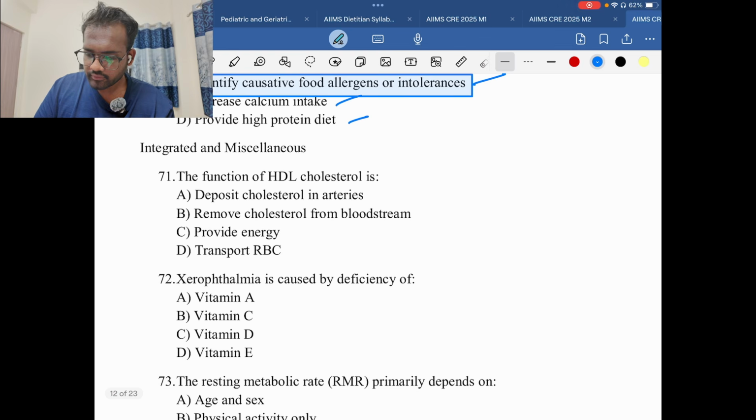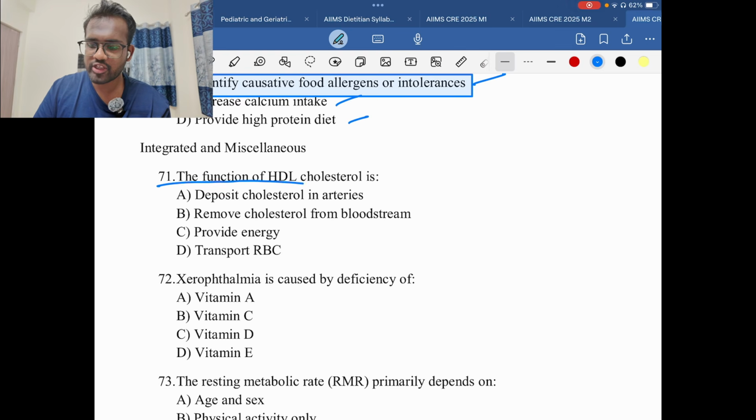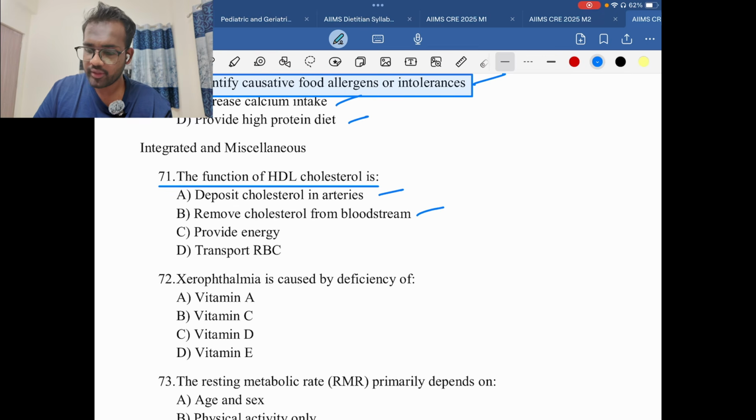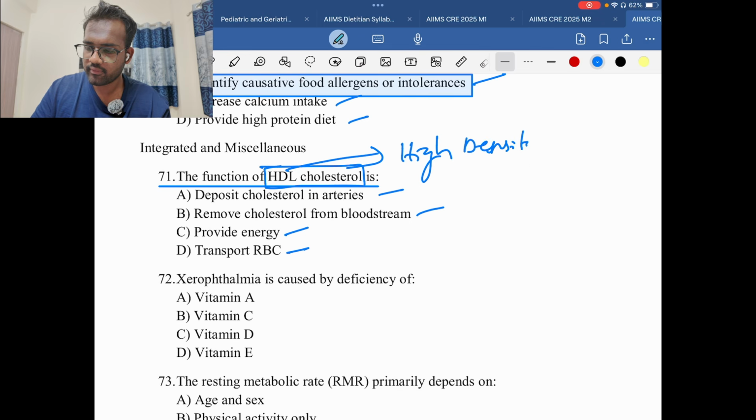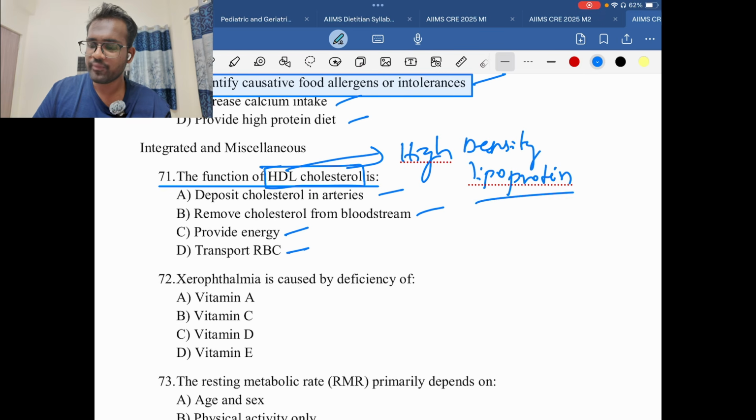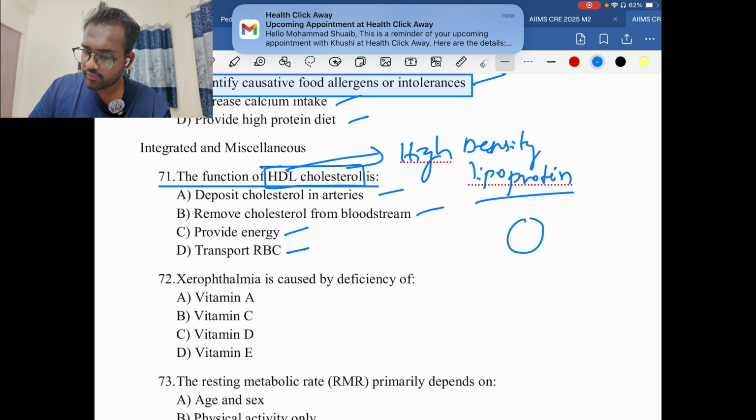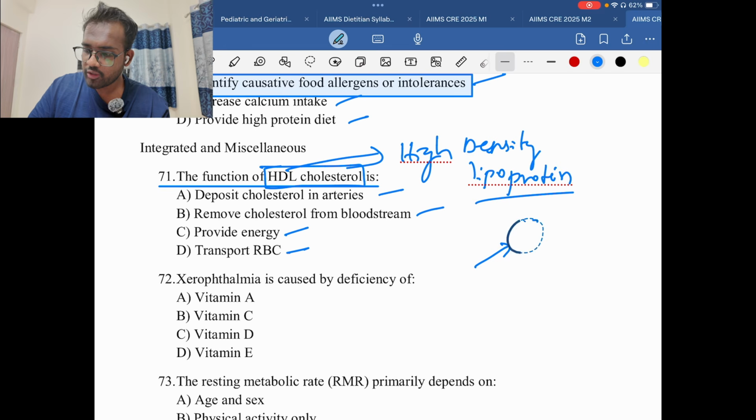Question number 71. The function of HDL cholesterol is: deposit cholesterol in arteries, remove cholesterol from the bloodstream, provide energy, transport RBCs. First, understand what HDL cholesterol is. HDL cholesterol is high density lipoprotein. If you see the structural form of HDL, the molecule is empty. There is nothing inside that molecule.